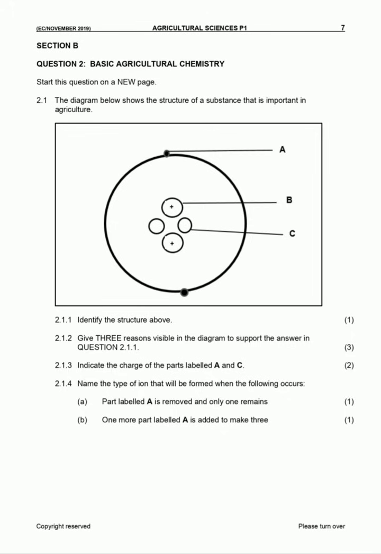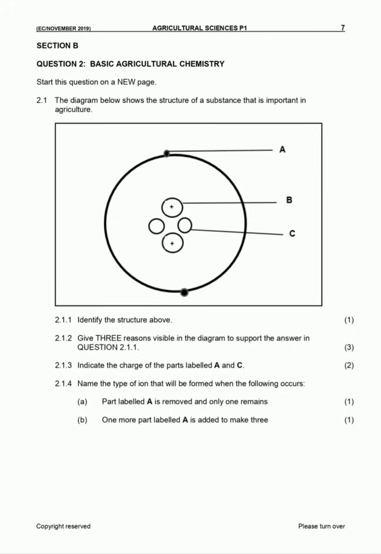What is that structure? Obviously, guys, this is an atom, without you frustrating yourself. And why are we saying this is an atom? Because we can see the protons, neutrons, and electrons. And how do we identify electrons? Electrons are on the outer shell of the nucleus, and the protons and neutrons are inside the nucleus. Now give 3 reasons visible in the diagram to support your answer. Basically, this is what I've said. You see how easy that is.